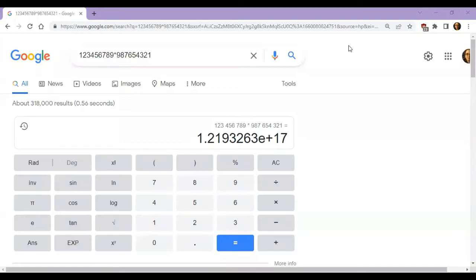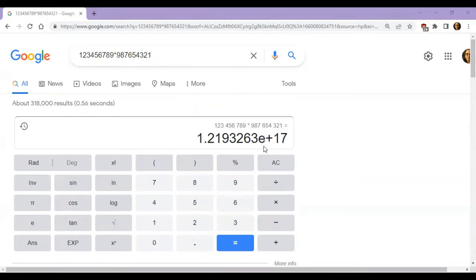Here's what happens when I type 1, 2, 3, 4, 5, 6, 7, 8, 9 times 9, 8, 7, 6, 5, 4, 3, 2, 1 into Google. So this is very similar to what your phone calculator app is going to show you. So we can see I typed the problem up here, and then here's our answer being displayed. So Google's displaying this answer as 1.219326.3, and then it has an E plus 17.